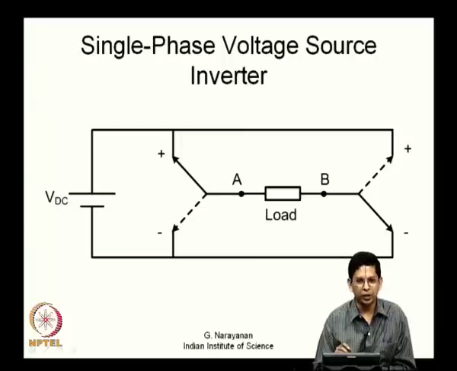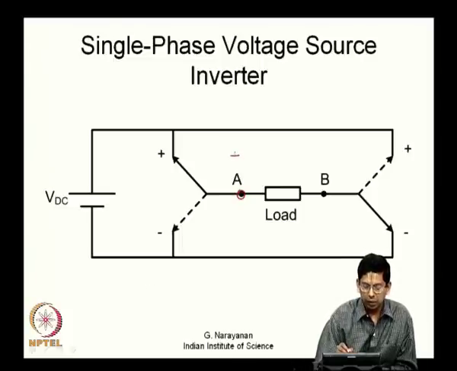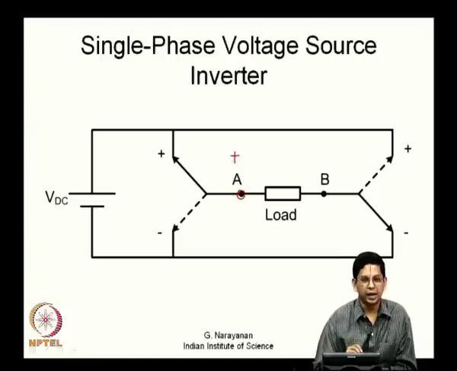So, what are we going to do here? For this load, you want to apply either plus V or minus V or 0 across it. One simple way to do that is to have a single pole double throw switch like this, where the pole is connected to A and the two throws are connected across plus and minus. So, A can be either positive or negative.